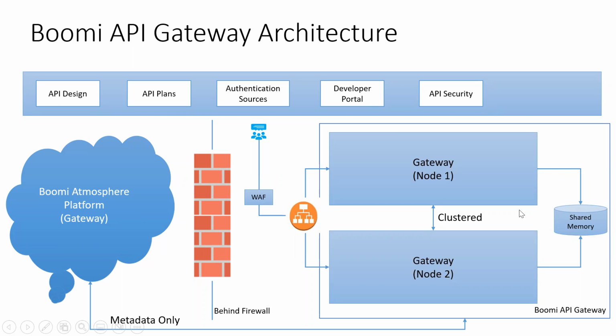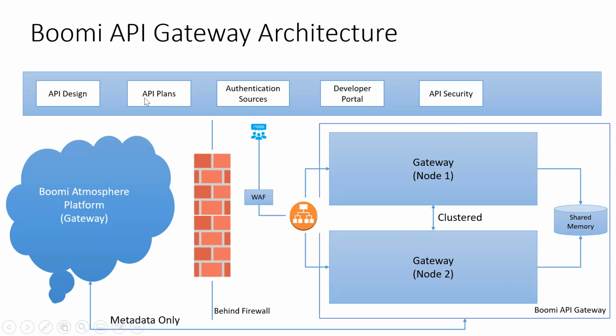It is sharing that. So both nodes are clustered, right? There's an application load balancer in front of the gateway, and in front of the application load balancer there can be any web application firewall. The request will come to the application load balancer, where it will be verified against your web application firewall, and it will be sent to the gateway.